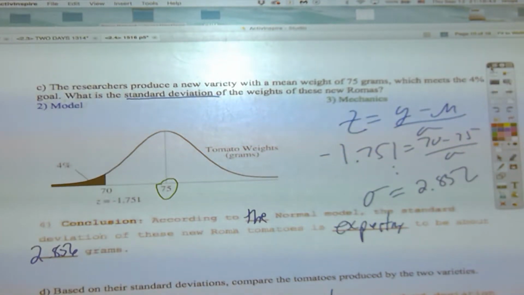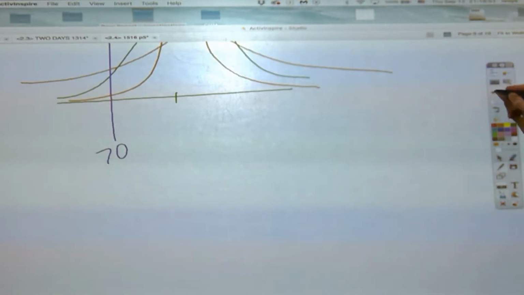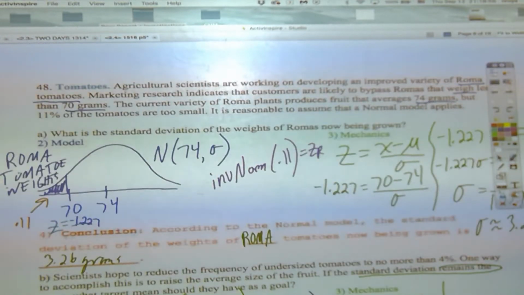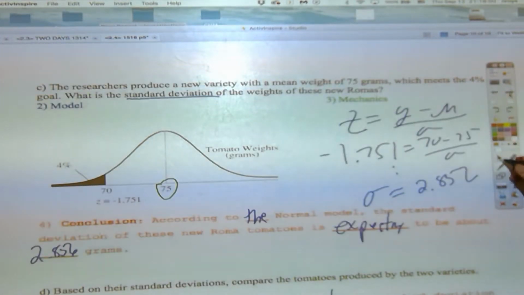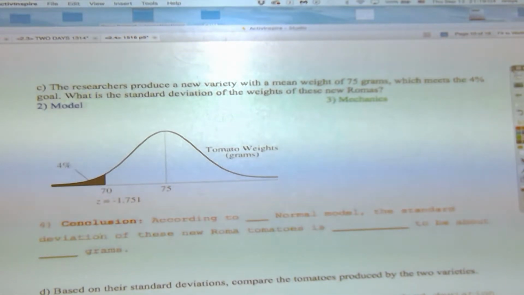And now the researchers produce a new variety with a mean weight of 75 grams. Are they trying to build off the previous problem? I guess maybe that's what we're doing. We rounded up, so maybe they decided to go with 75 instead of 76, which is fine, I guess. And that meets the 4% goal.